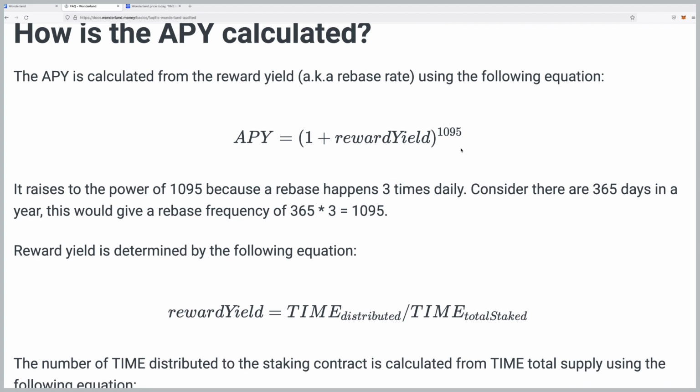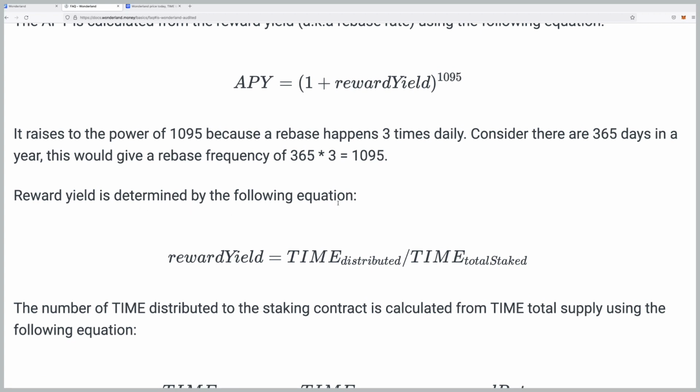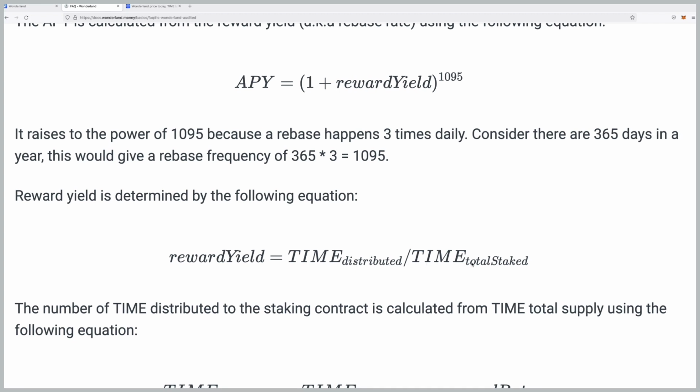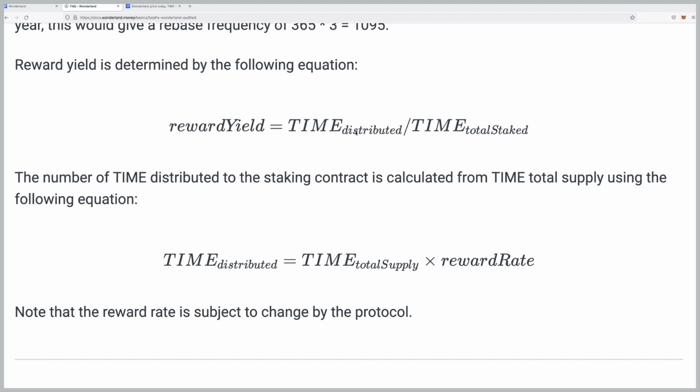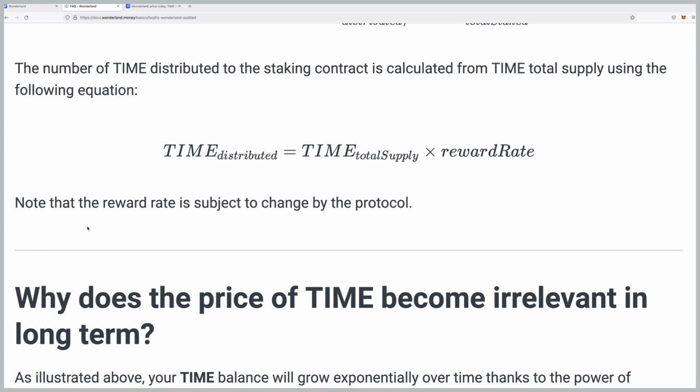What we need to do now is find the reward yield. The 1095 comes from getting our rewards 3 times a day, multiplied by the number of days in a year. Now let's calculate the reward yield. We need the time distributed divided by the time total staked, and this gives us the reward yield. We already have the total staked, so we need to calculate the time distributed. Time distributed equals time total supply multiplied by the reward rate, and now we can fulfill this equation.